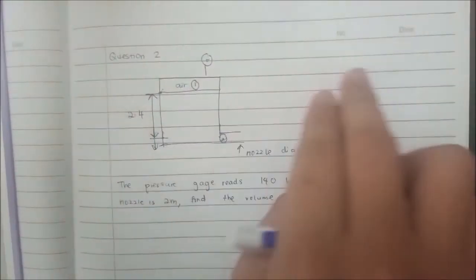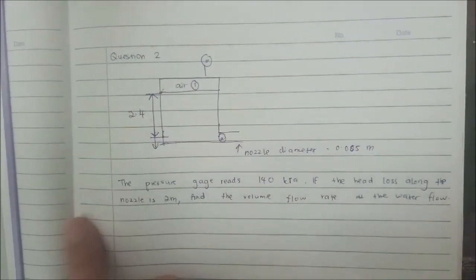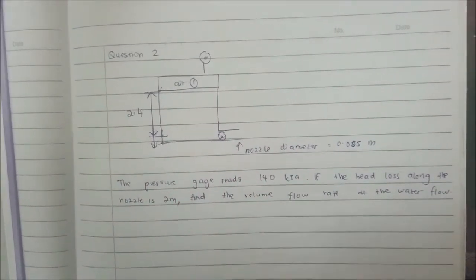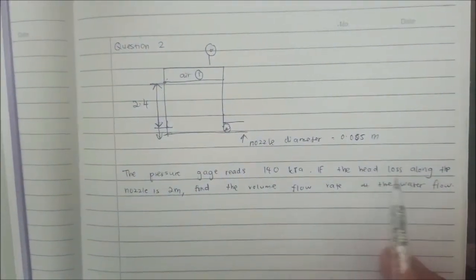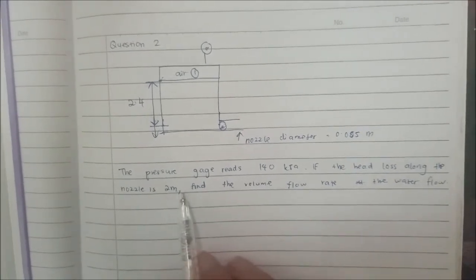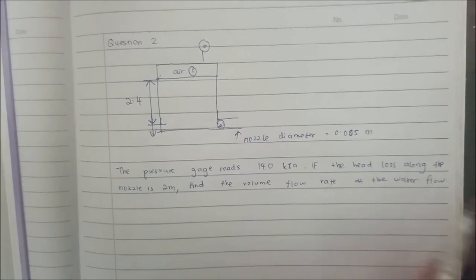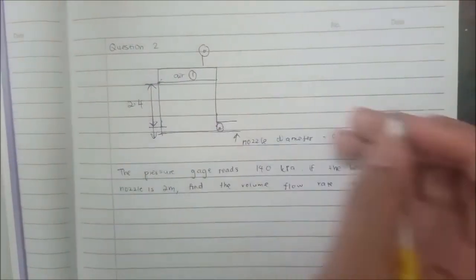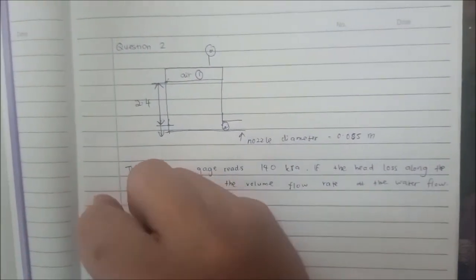So this is question 2. This question 2 states the pressure gauge reads 140 kPa, which is here. If the head loss along the nozzle is 2 meters, find the volume flow rate of the water flow. So before that, the first step, we should write the Bernoulli equation.